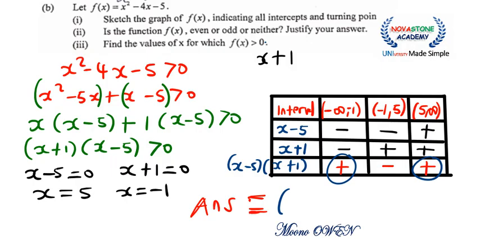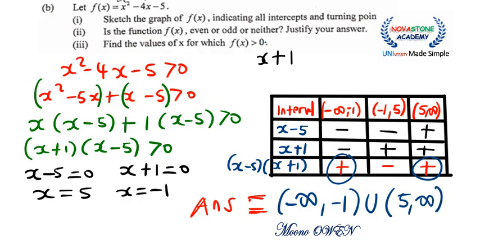In this case it is from negative infinity to negative 1. Then we're going to put union. Then we come to the other side, this is 5 to positive infinity. Those are the answers. When you put in the function, they are not going to give you a negative answer. So basically this is how you find the values of x and the critical point. So this is our final answer for this one.